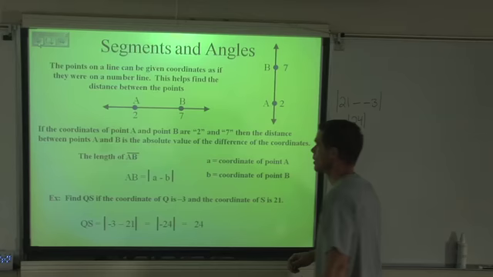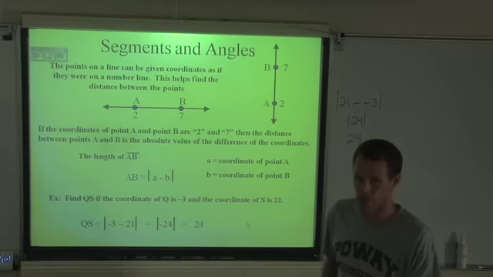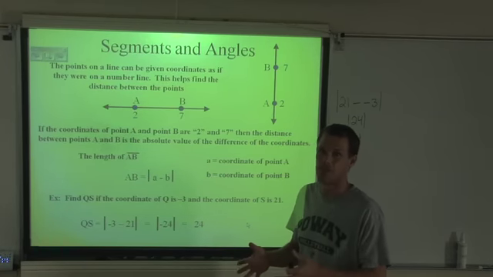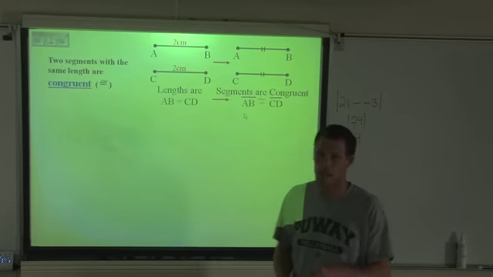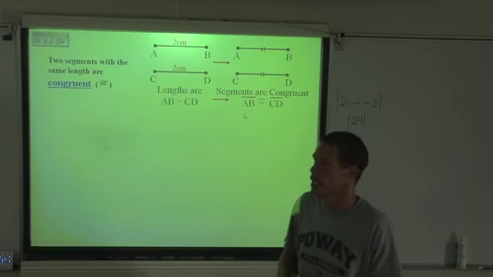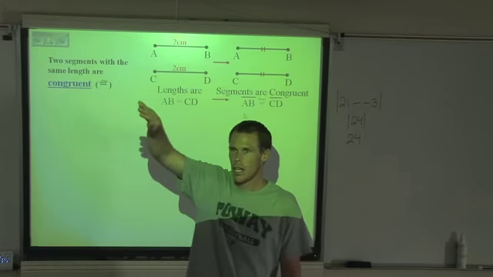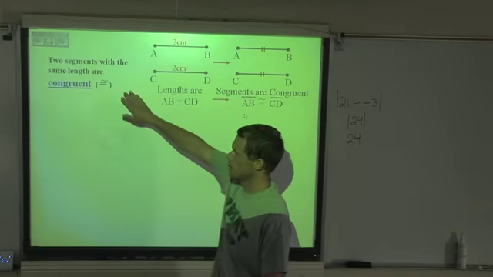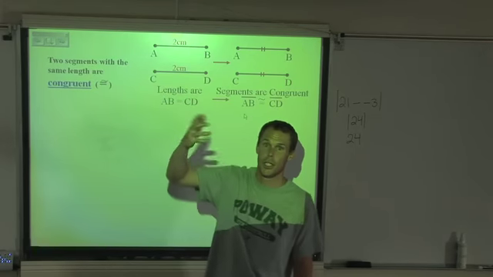The distance between -3 as a number and 21 as a number is 24 spaces. So, distance is difference. We want to remember that. Now, two segments with the same length are congruent. This is the symbol for congruent. It is an equal sign with a squiggle on top, for lack of a better term right now. It's the similarity symbol. What it really means is they have equal length and similar shape.